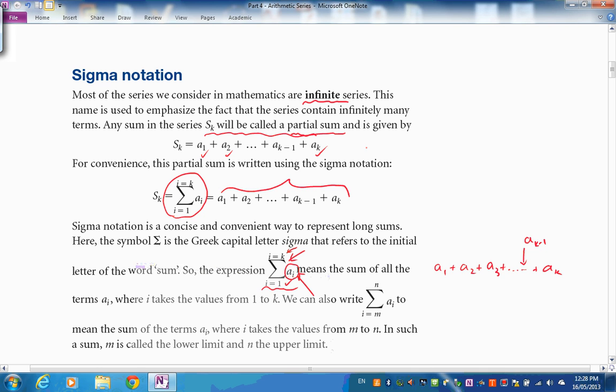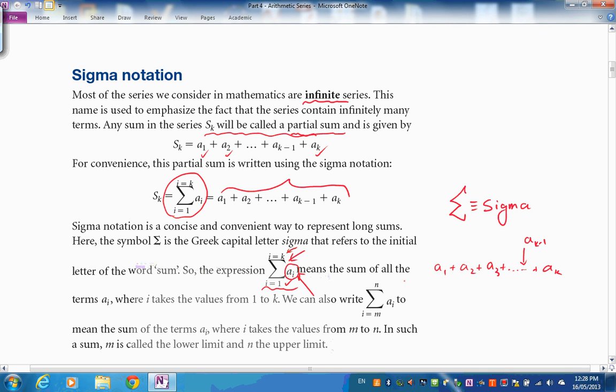So it represents the sum. And why sigma? Because this is the Greek capital for S, so letter sigma, S for sigma, S for sum. So they are equivalent, and therefore we can use that quite logically to mean the sum of the terms.